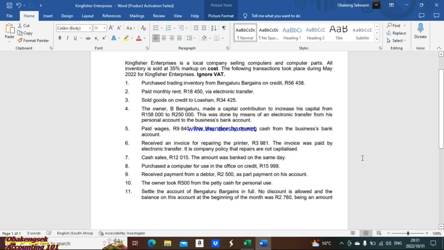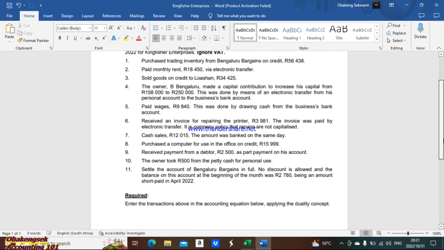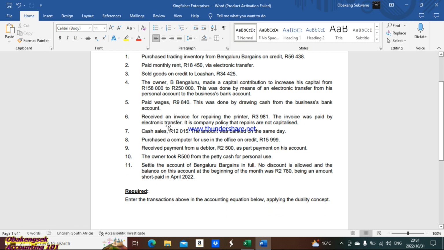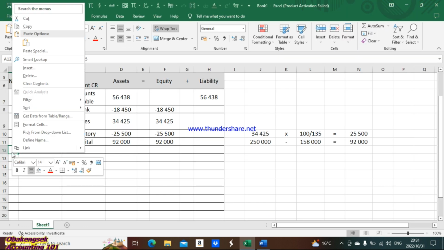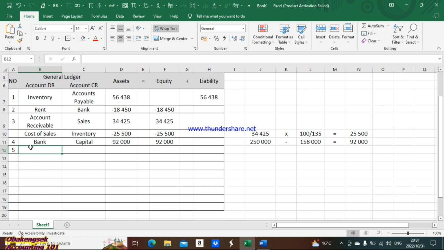Then as we move on, we have at number 5, we paid wages 9,840. This was done by drawing cash from the business's bank account. So it's 9,840. At number 5, we have wages and bank.